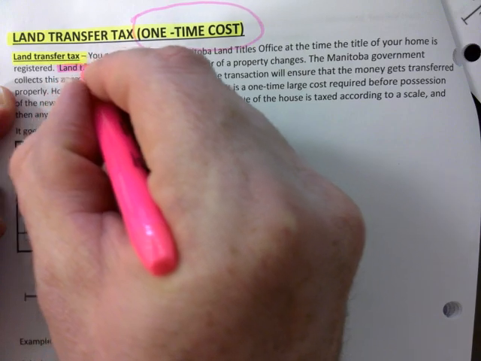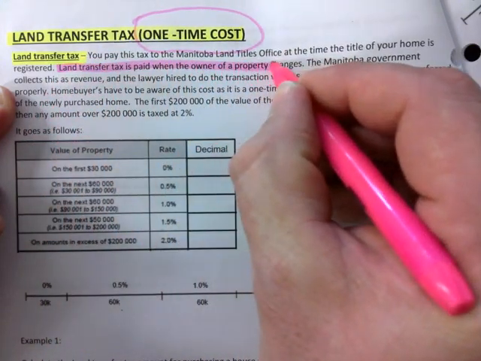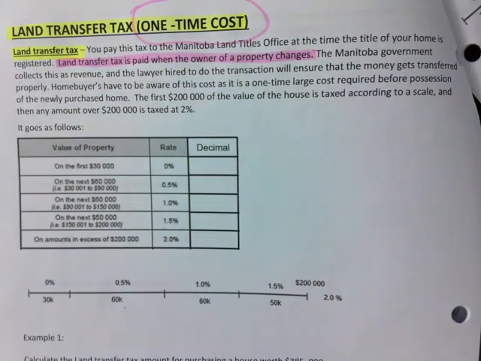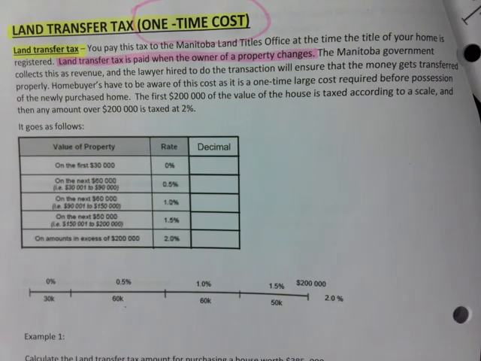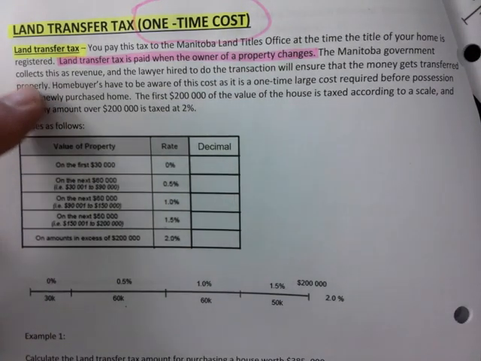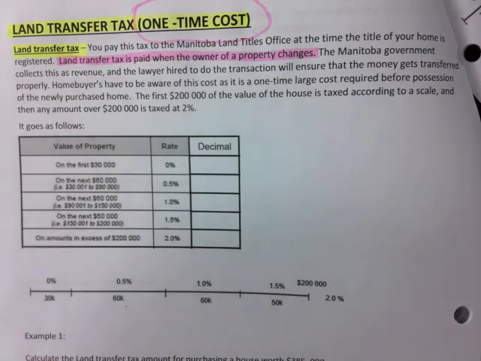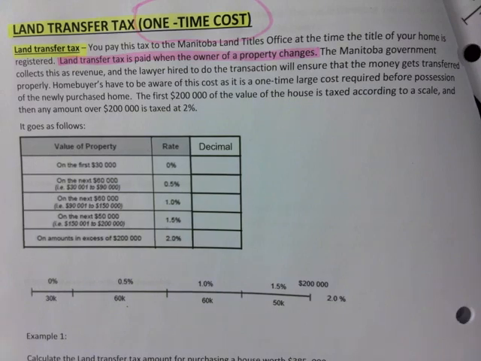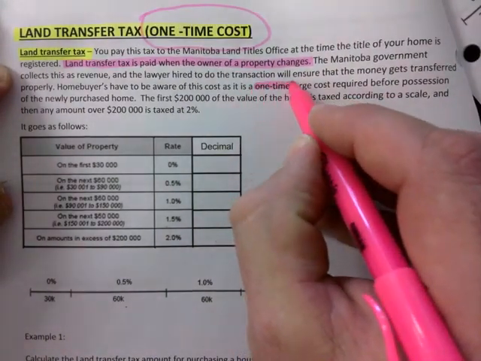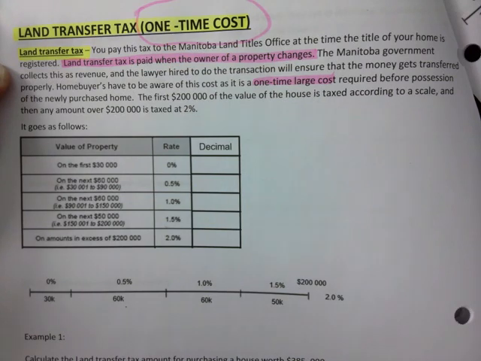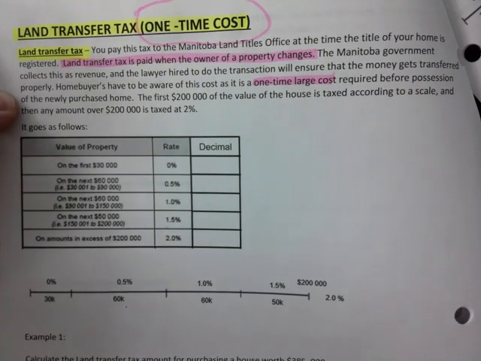Highlight this part. Land transfer tax is paid when the owner of the property changes. The Manitoba government collects this as revenue, and the lawyer hired to do the transaction will ensure that the money gets transferred properly. This is a one-time large cost required before possession of the newly bought home is granted.